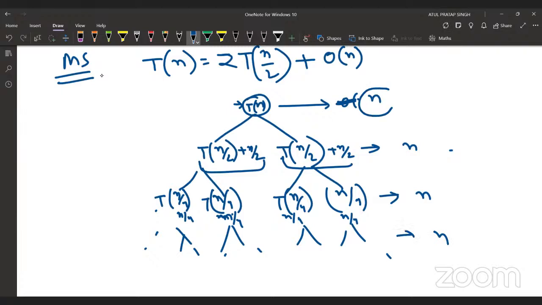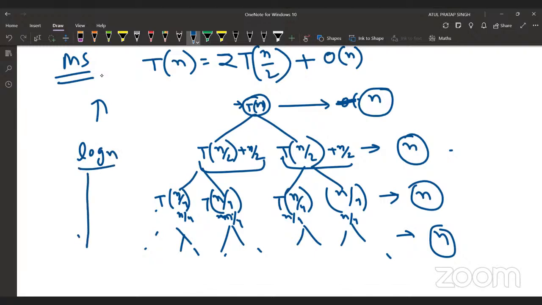That means this value of n does not change. The number of operations at each level is not changing; it is equal. And what would be the height of this tree? Every time we are dividing the n elements by 2, so a total of log n levels is required to reach the base case T1. At each level n operations are required, and there are log n levels in total. So the total number of operations is n log n.